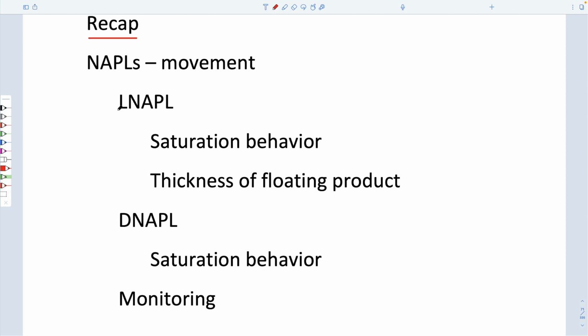So let's talk in a practical sense about their migration. So movement of these things in the subsurface. I'm using my blunt instrument here. And first of all, lighter than water, and then denser than water.